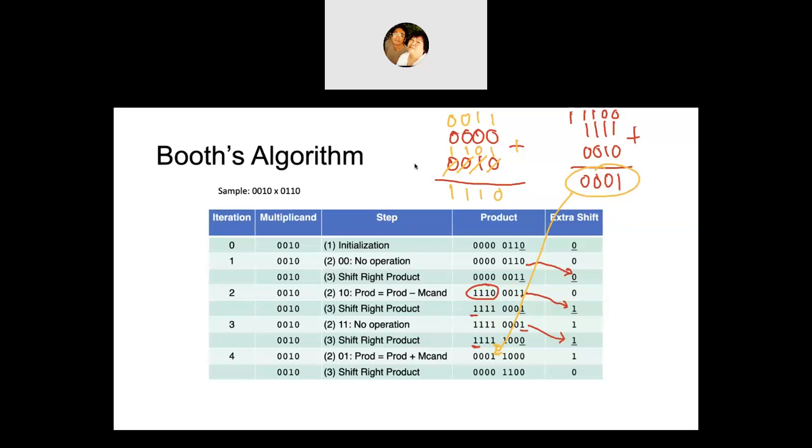And the final step, we just shift right the product. So this 0 here goes down here, this bit, and then all the bits here go down here. And the last one we add 0. Why do we add 0? Because with sign extension, we have 0 here. So that is why we add the 0 there.